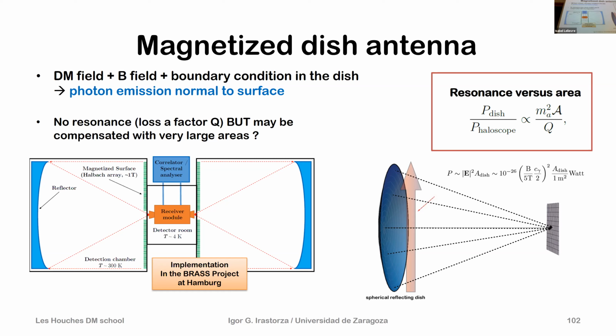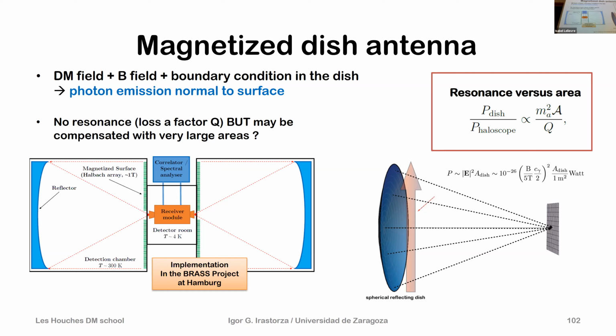These antennas exist, but the problem is the magnet. Nevertheless, there's going to be an implementation of this idea in Hamburg. It's called the BRASS project, which basically turns the original idea a little bit: it's a flat surface magnetized with permanent magnets. So the emission is parallel, and then is reflected by a dish to a receiver.